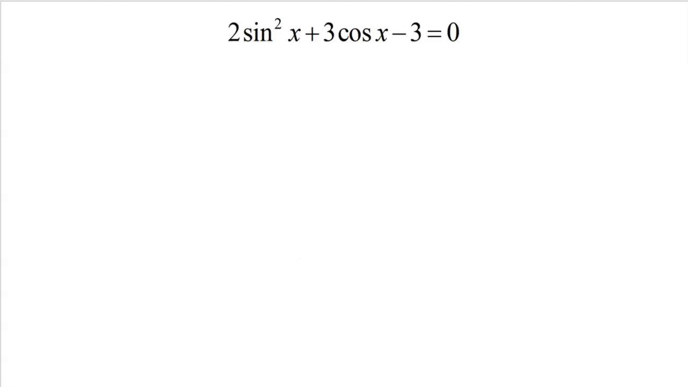2 sine squared of x plus 3 cosine of x minus 3. Now, this is a trinomial, which we just talked about could be done with factoring. But the problem here is that I have a sine of x and a cosine of x. So I can't factor that. Like, let's say I let w equal sine of x. Well, then I'm going to have to let, like, m equal cosine of x. And at that point, I have 2w squared plus 3m minus 3.